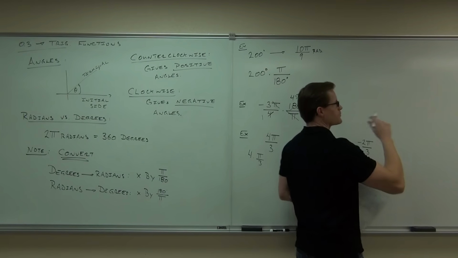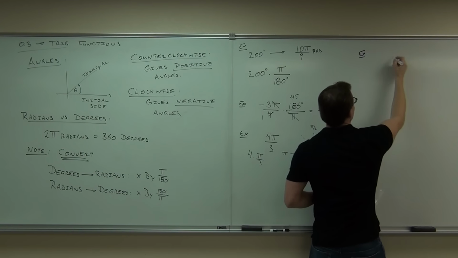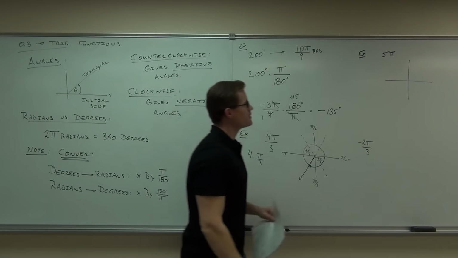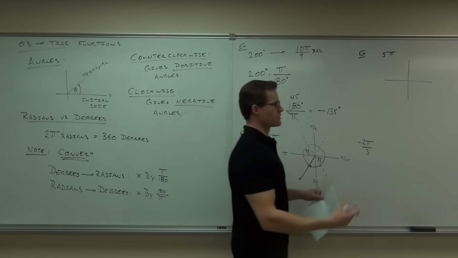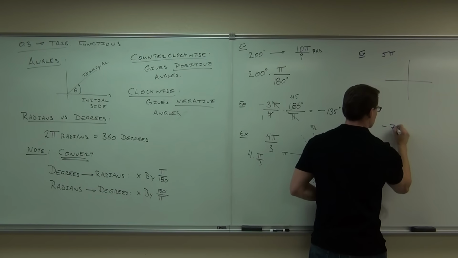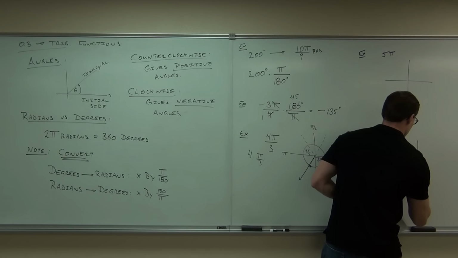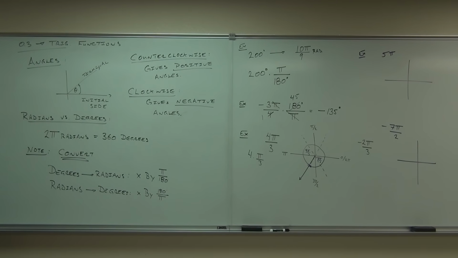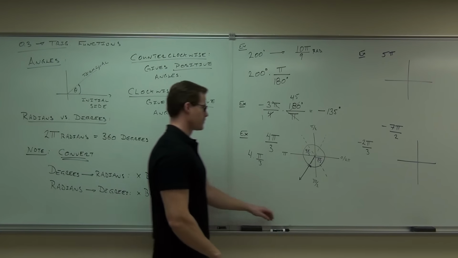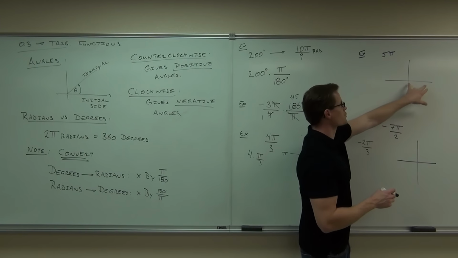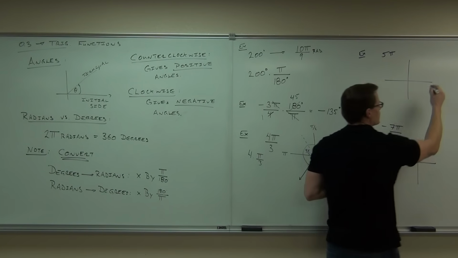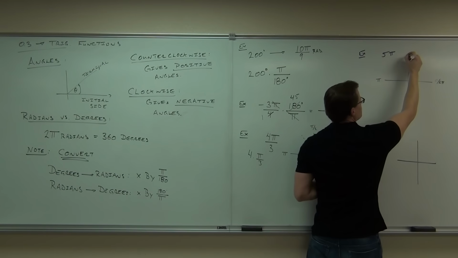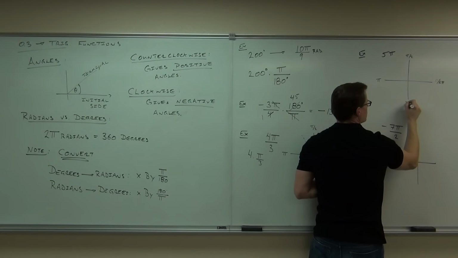How about we graph, let's graph 2 more. Let's graph 5 pi. Then we'll graph, these are a little bit easier, negative 7 pi over 2. So 5 pi, of course we're going to start with our typical initial side. That's our 0 angle or 2 pi angle marker. We've got pi here, pi over 2, and 3 pi over 2.